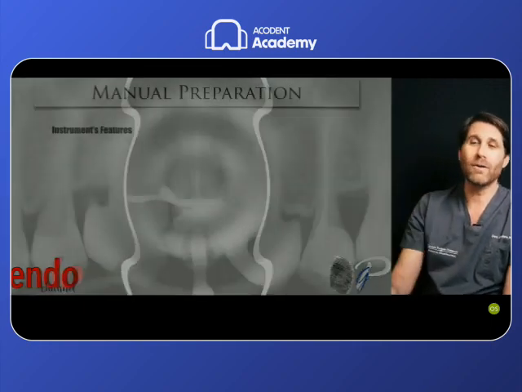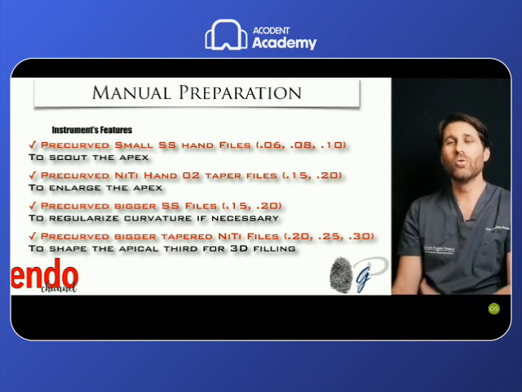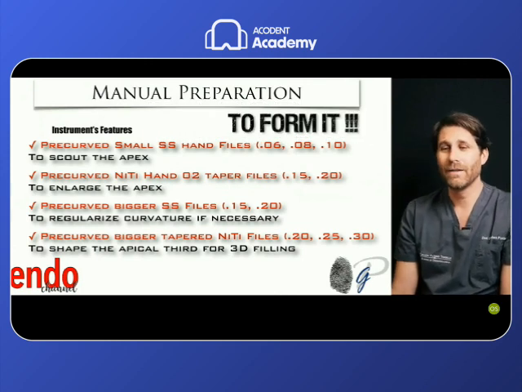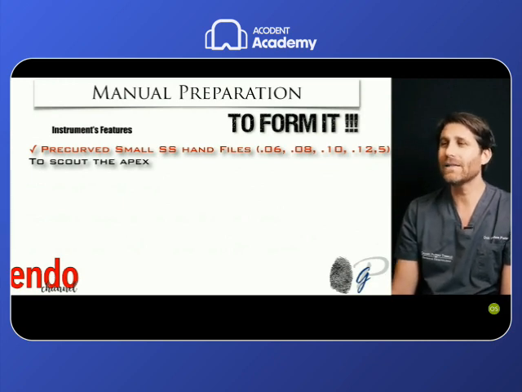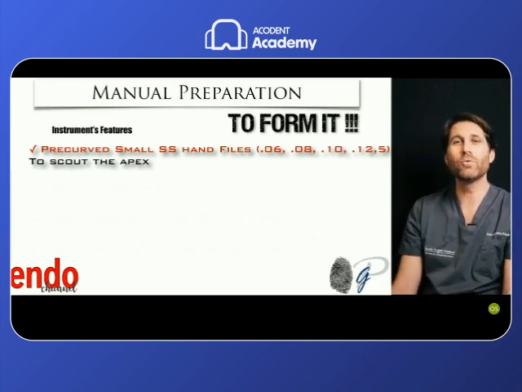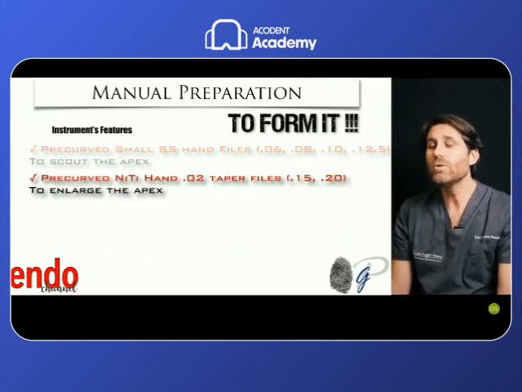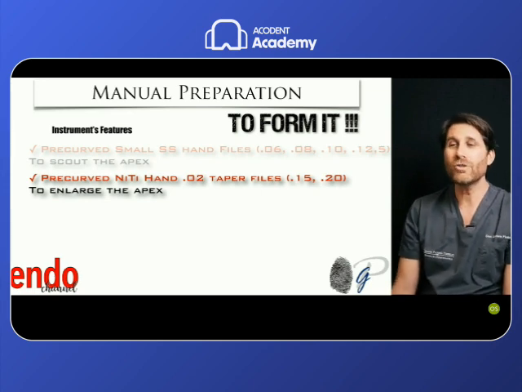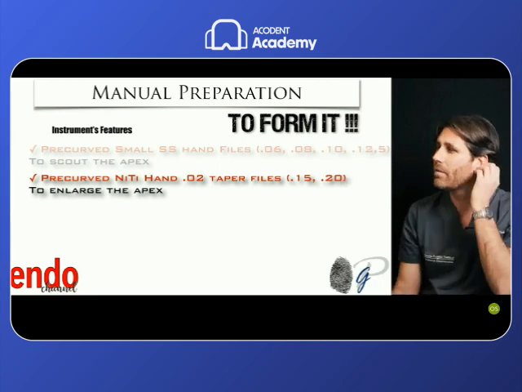So if we like manual preparation, if we like the manual game, we have to perform all these steps to form the apical glide path. We have to use precurved small stainless steel endo files, sizes 6, 10, 8, 12.5, to scout the apex as we have seen in the videos before. Then I like to use precurved nickel titanium 02 taper files like the 90flex 15 and 20 to enlarge the apex once we have scouted the apex and pre-enlarged it to 12.5.